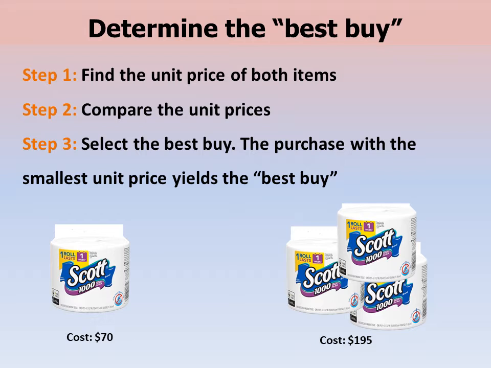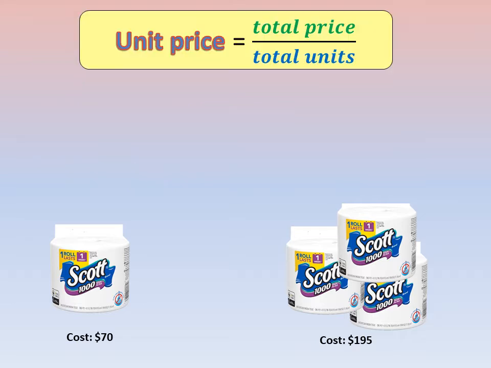But I'm jumping the gun here. These are the steps. To determine the best buy, we find the unit price, we compare the unit prices, and then we select the smallest unit price as the best buy. All right? Remember, unit price is equal to total price over total units.